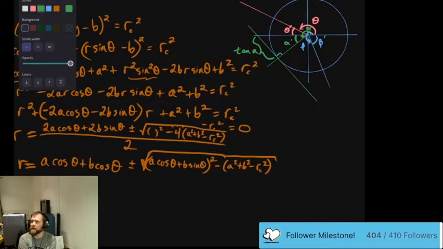We're taking the integral of r squared. There's going to be a cross term which has a cosine theta plus b cosine theta times the square root of that stuff. That's going to be really gross.